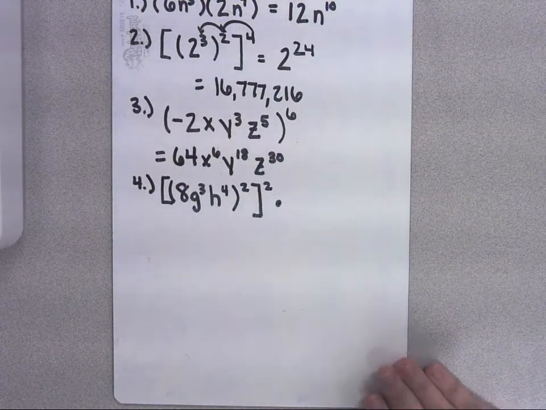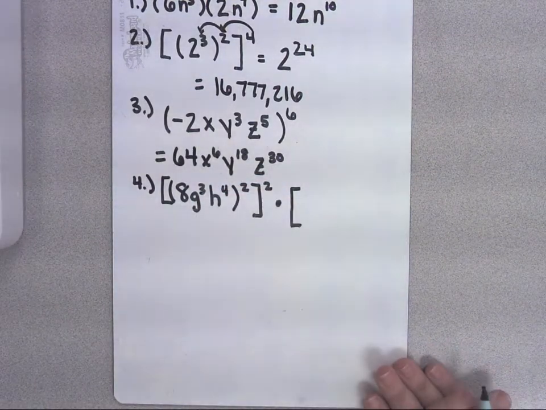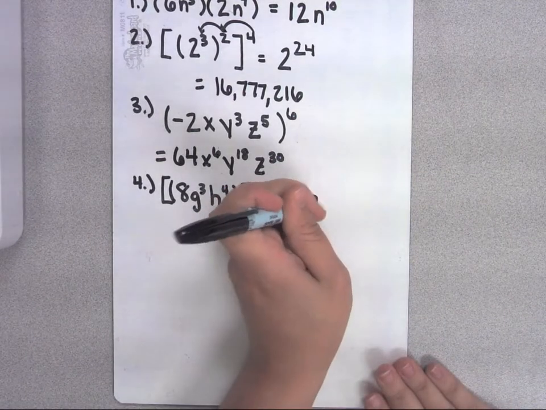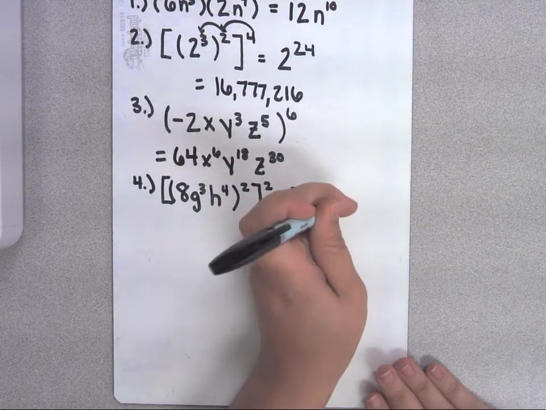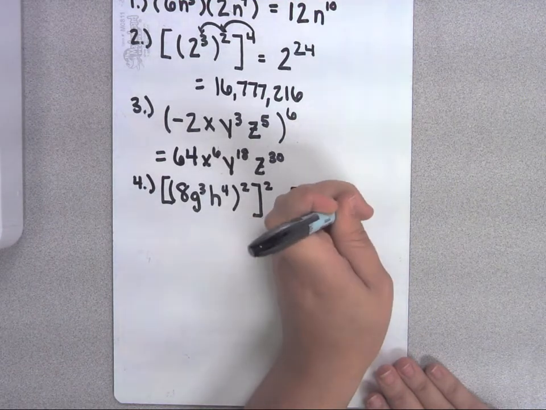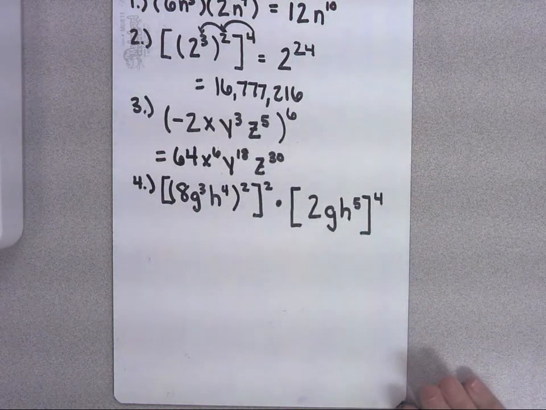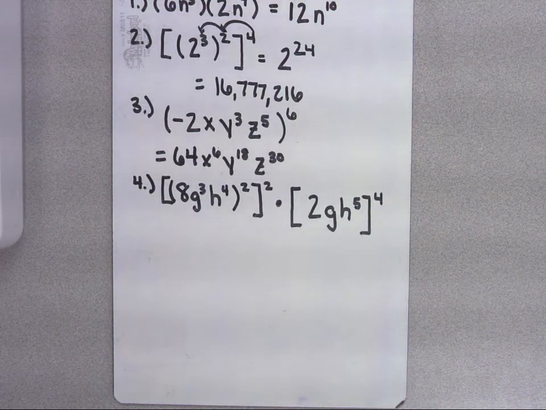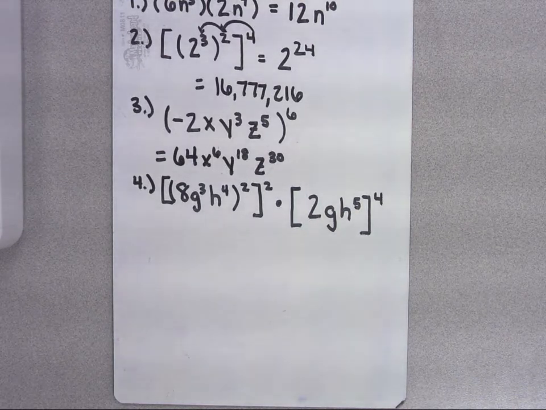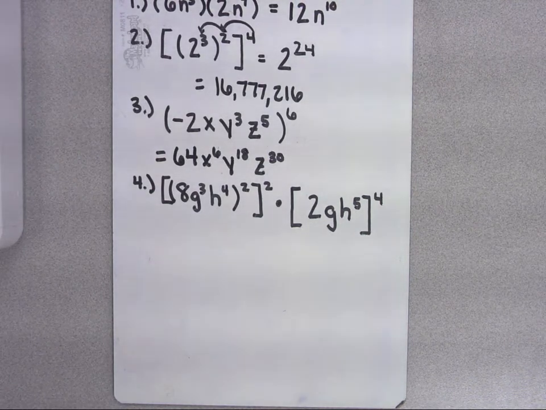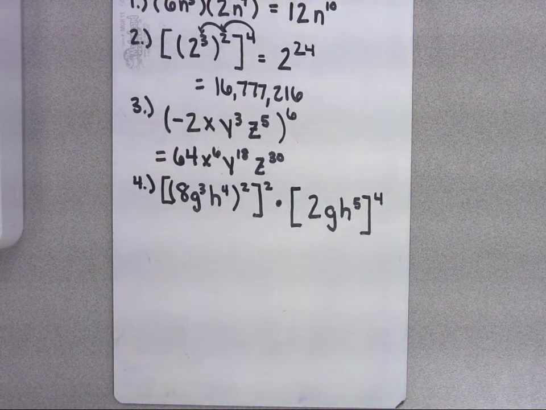times, I don't know why, but I used a bracket, 2g h to the fifth, close your bracket, to the fourth. That's your problem, though it gets bigger as I go on for some reason. I would simplify one piece at a time. You cannot deal with that multiplication in the middle until you are done simplifying your powers. Try her out. See if you get it.